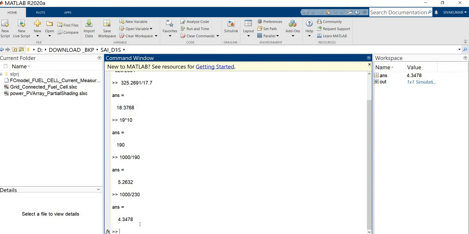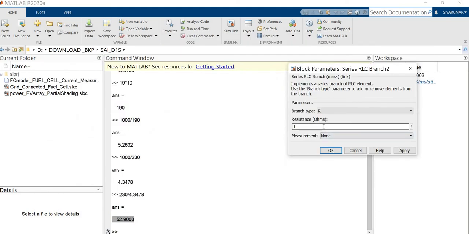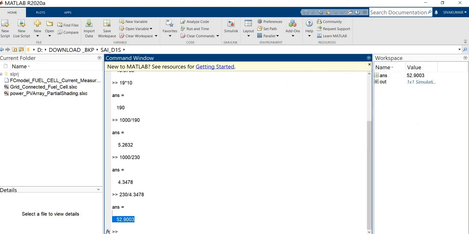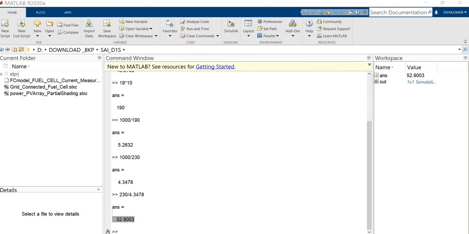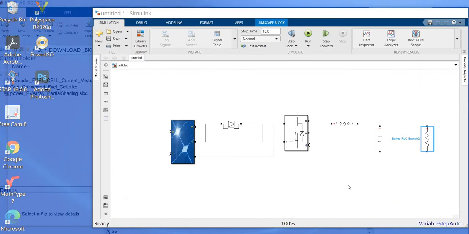Enter. That is 4.378 amps. Again, 230 divided by this 4.378 amps, which is equal to 52 to 53 ohms, right? So for that purpose, I am also going to fix 52 ohms here. So next, that is how we are going to develop this.